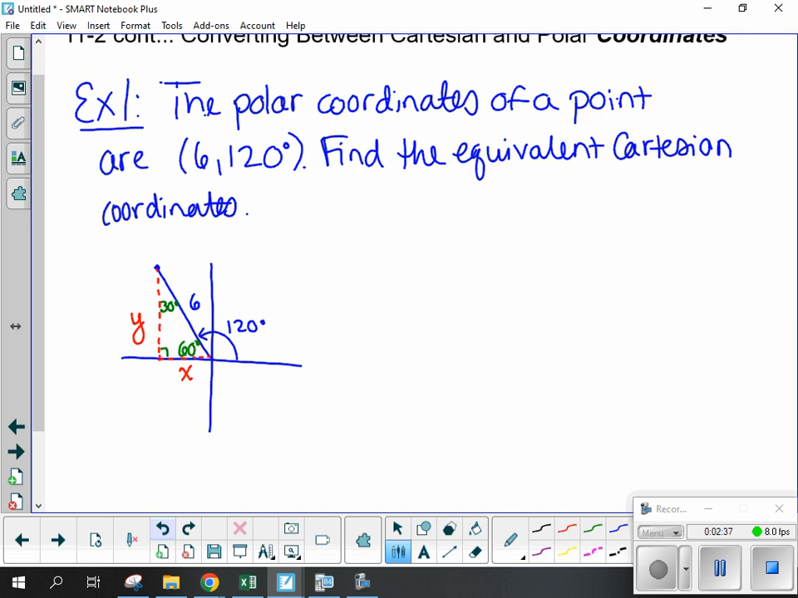So here's option 1. You could realize, oh, that's a 30, 60, 90. That side relationship is 1, 2, square root of 3. This is the hypotenuse of 6, so my short leg is 3, but that is in the negative direction, so I'm going to make that negative 3. And then the longer leg is 3 times the square root of 3.